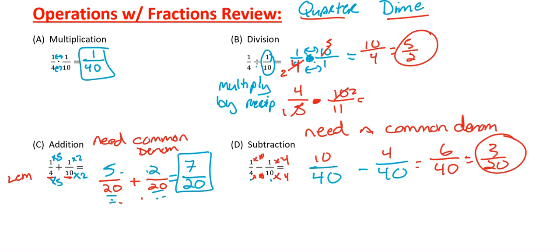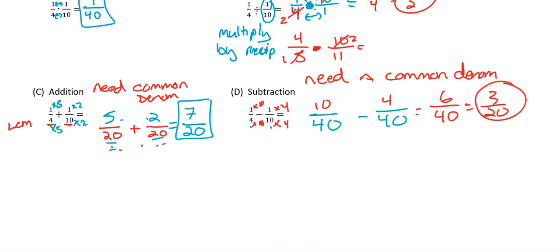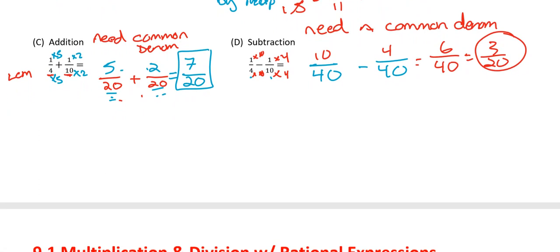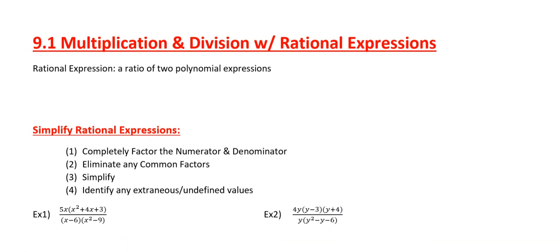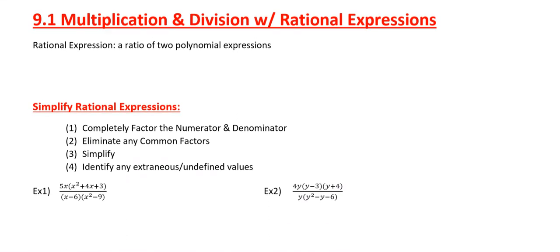I know that took a while, but trust me, that's all pretty important to what we're going to be starting today, which is multiplication and division with rationals. The multiplication and division with rationals is all based on factoring and obviously knowing how to multiply and divide fractions, because that's what we're doing today. So first of all, let's make sure you know what a rational expression is. A rational expression is a ratio of two polynomial expressions.